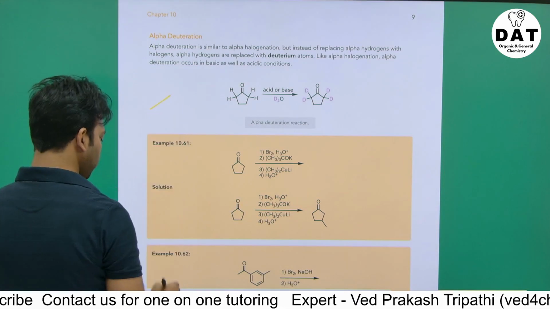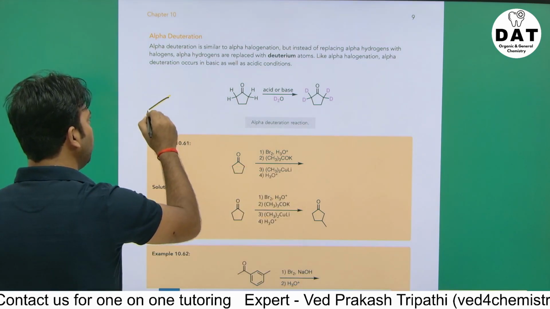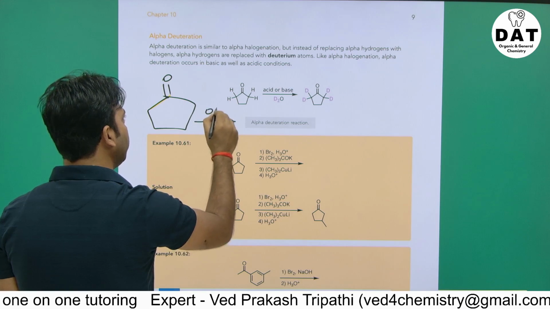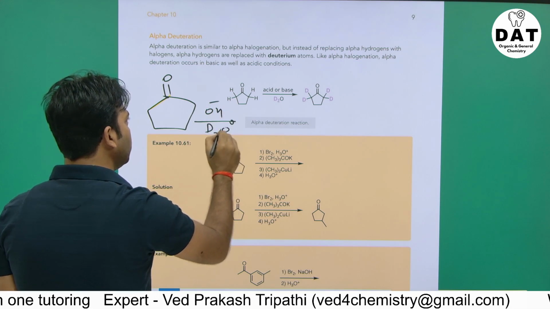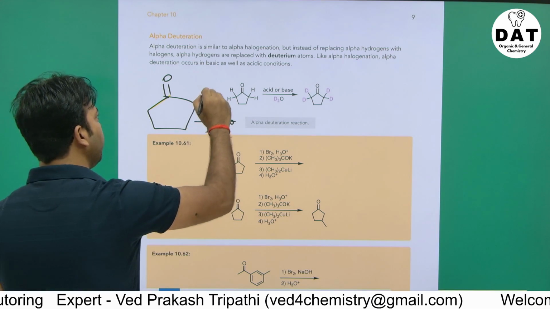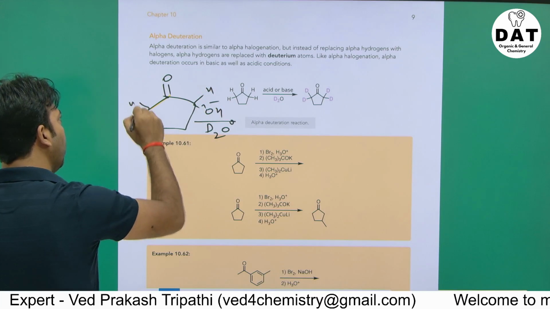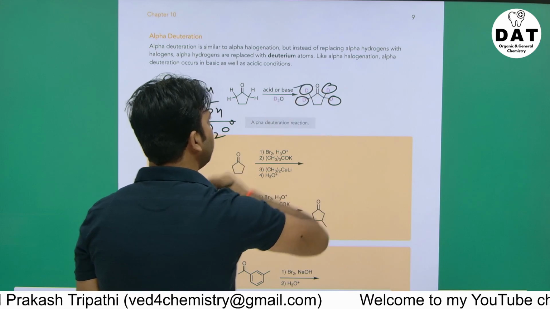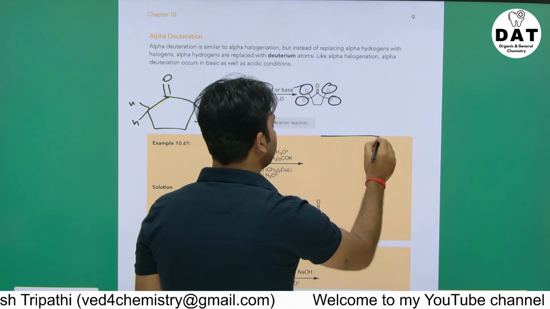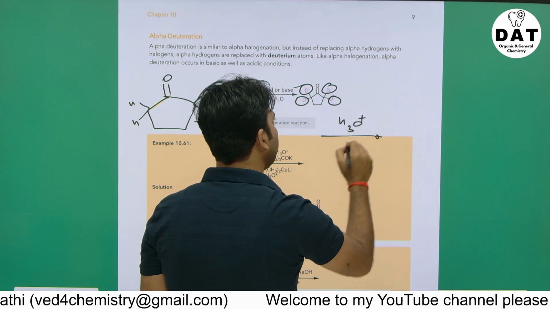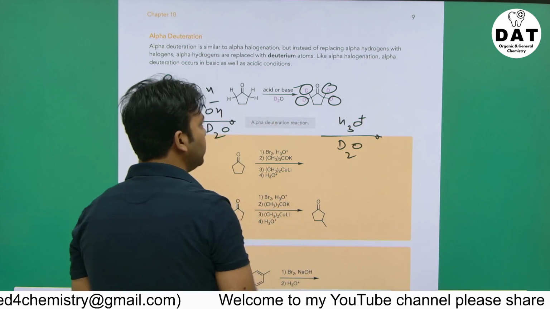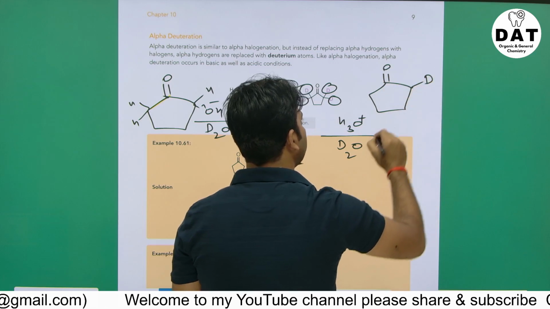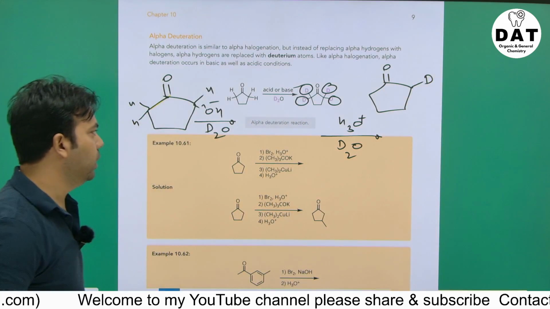Suppose you have this cyclopentanone ring, and I am saying here OH minus with D2O. So we all know this is a basic medium, and how many alpha H do you have? 4. So all the 4 alpha H are replaced by deuterium. Makes sense? And if the medium is acidic like H3O plus, D2O, then deuterium replaces only one alpha H, and the product will be like this, with one deuterium. This is an acidic medium. Clear?